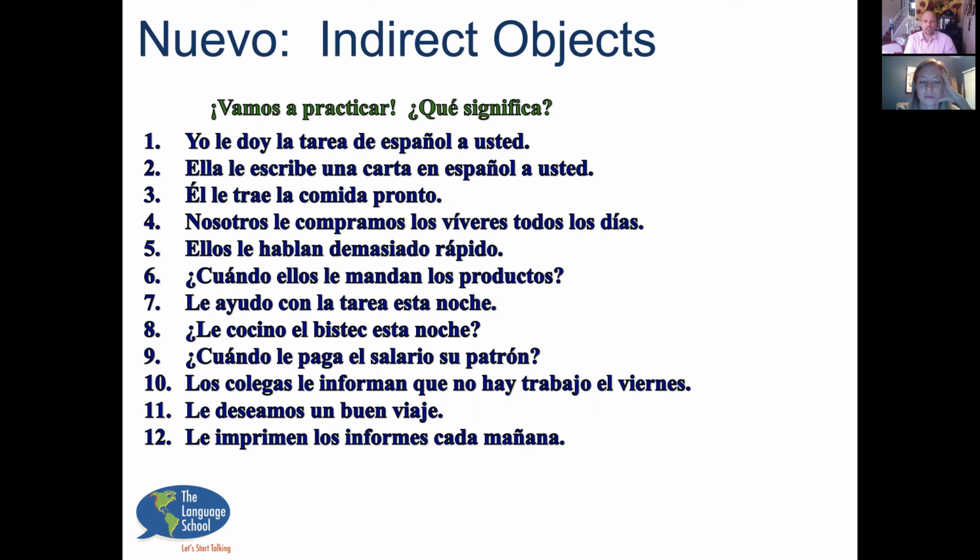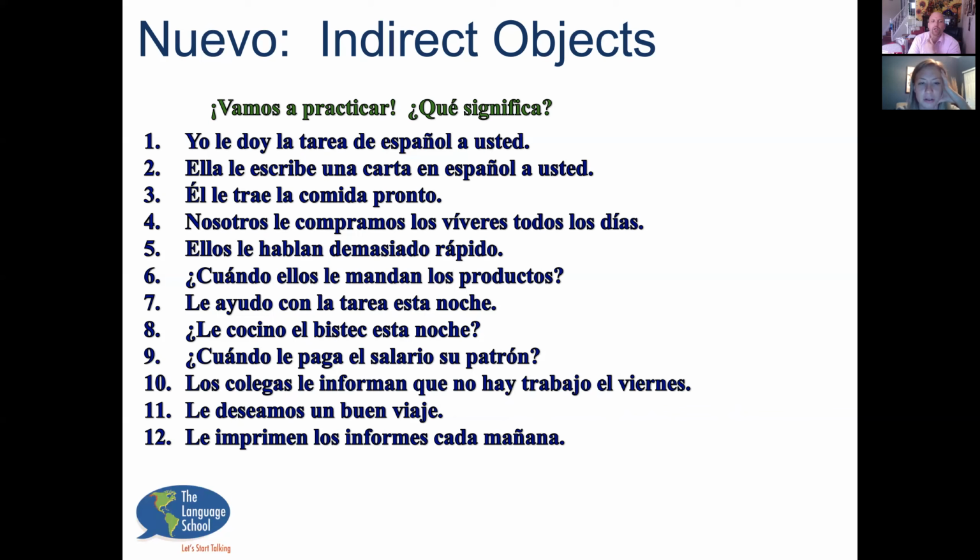Okay, so let's practice again here. Tell me what these mean in English. Yo le doy la tarea de español a usted. I give the Spanish homework to you. Ella le escribe una carta en español a usted. She writes a letter in Spanish to you. Él le trae la comida pronto. So he brings the food to you soon.